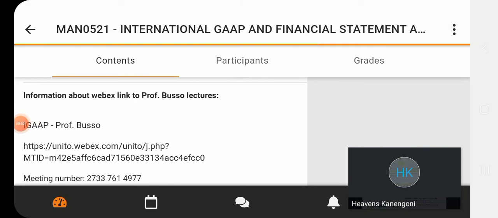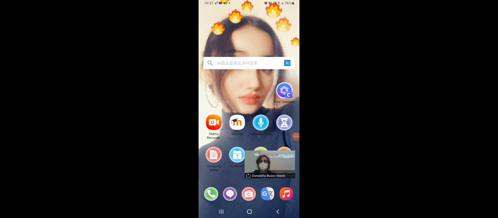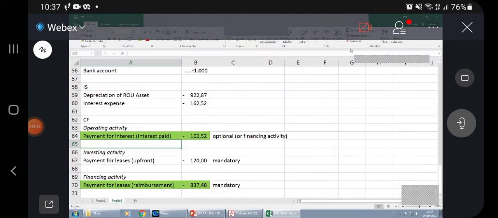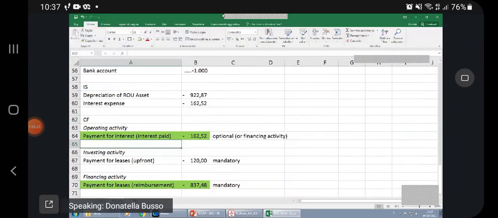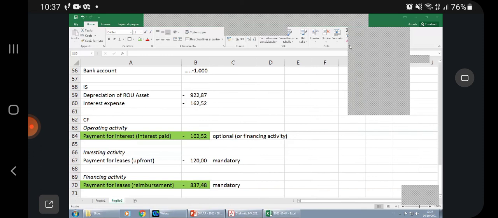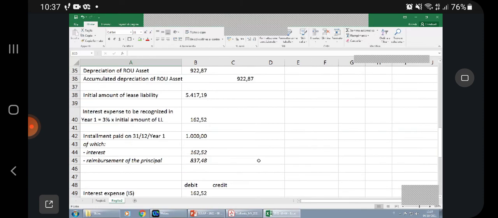Okay, we can start again. And as I told you before the break, I would like to complete the exercise with all the 6 years, because only this way, in my opinion, you can have the complete picture, and probably it is easier to understand the mechanism of IFRS 16.